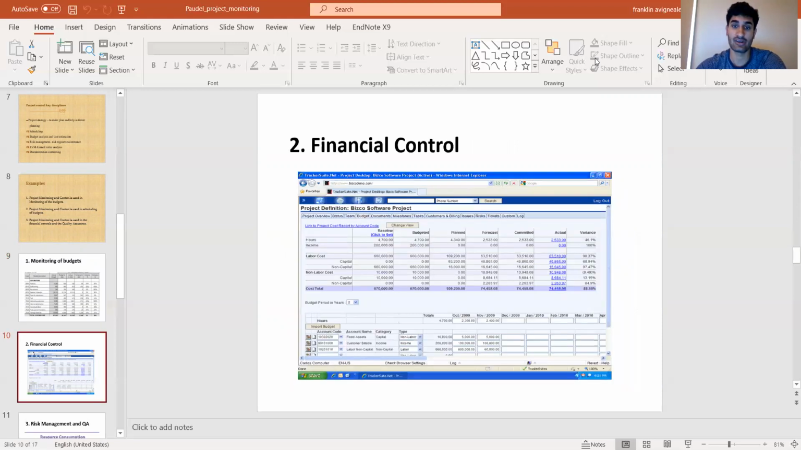The second one is financial control. This is about the Bitco software project. Here you can have a look. There are budgeted, planned, forecast, committed, actual, and variance figures that have been calculated here. It's all about the budget and total cost. Here variance is also calculated. At the bottom you can see October 2009, November 2009, December 2009. That means on a regular monthly basis they have to give a certain amount of money to contractors or the project management team. That means it helps in scheduling the budget.